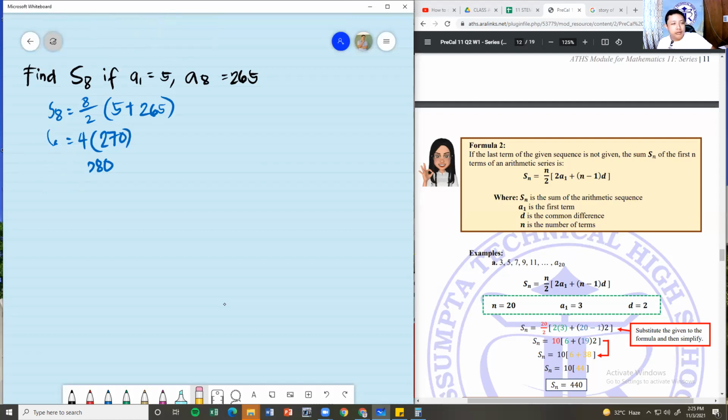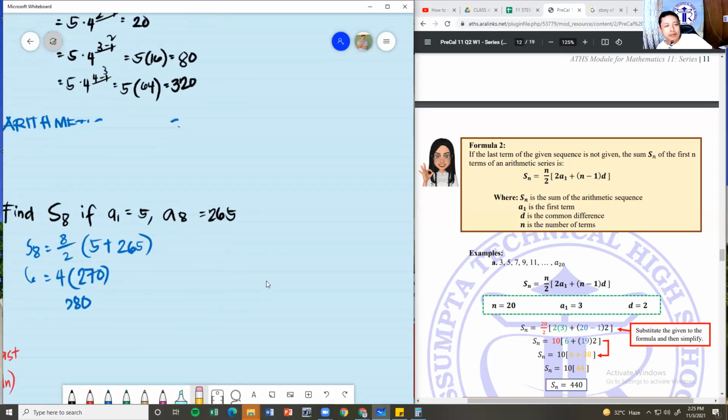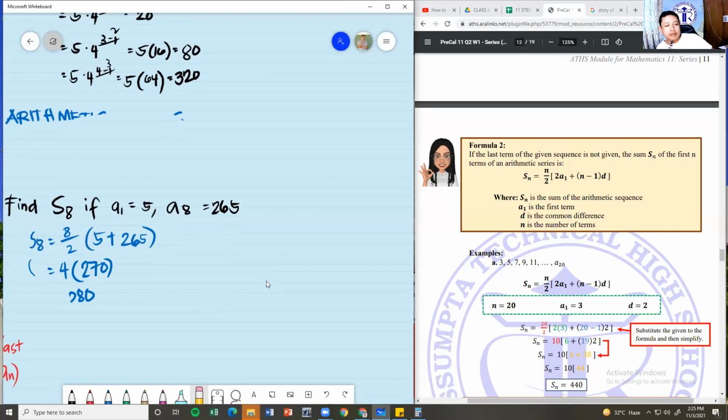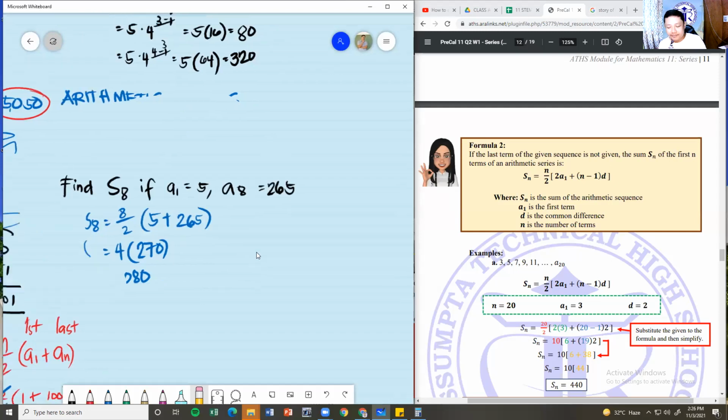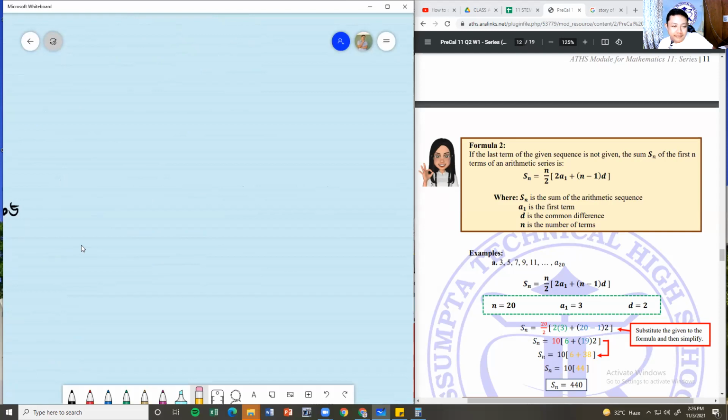Sorry, I erased it. Wrong. Oh, I erased the arithmetic series. Okay, let's just wait. It's lagging. There's nothing I can do. So let's just have another one here.